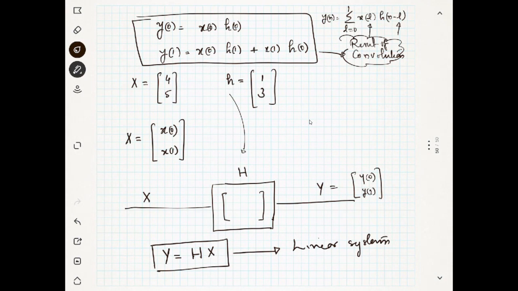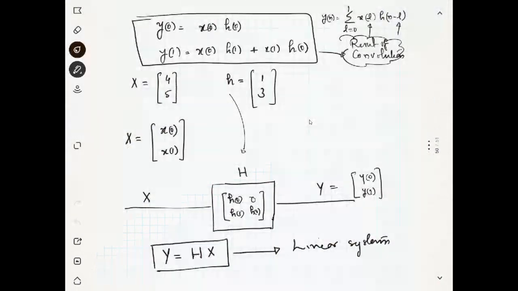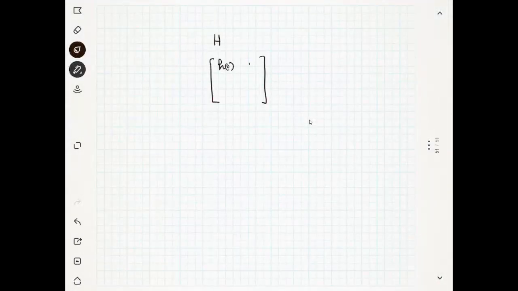Then what will be the matrix H? Can you tell me? Y0 is nothing but X0 into H0. I will write like this, and this is 0. Is it okay? And I will write like this, H of 1 and H of 0. Is it okay? You see here, this is my matrix H. My matrix H is nothing but H of 0 and 0, and this is H of 1 and H of 0. Okay, this is my matrix H.